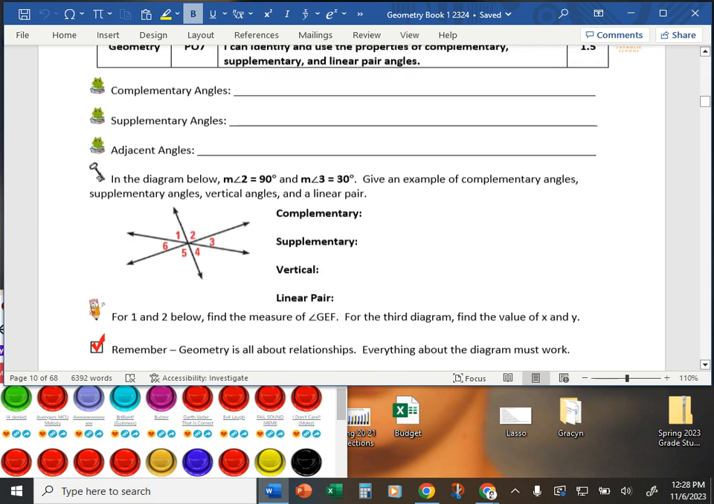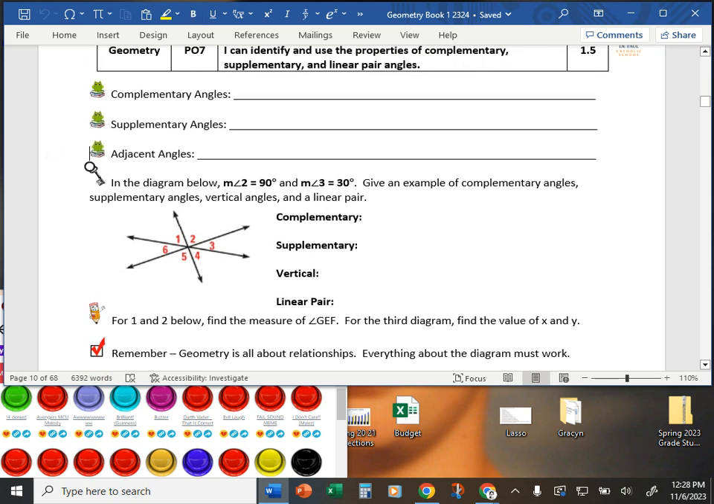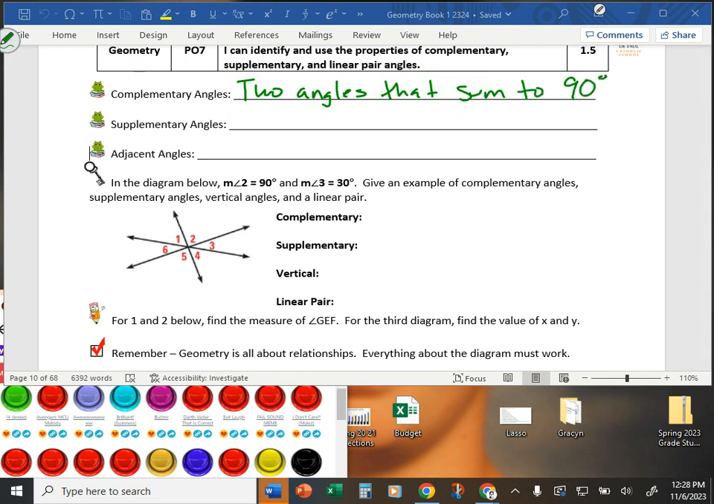Who can remind us all what complementary angles are? Andrea. Aren't they two angles with the same measure? Ooh, no, those would be congruent angles. They can have the same measure. It's possible, but that's not their definition. Nathan? They complement each other. Very good. No. Two angles that sum to 90 degrees. Okay, two angles that sum to 90 degrees.